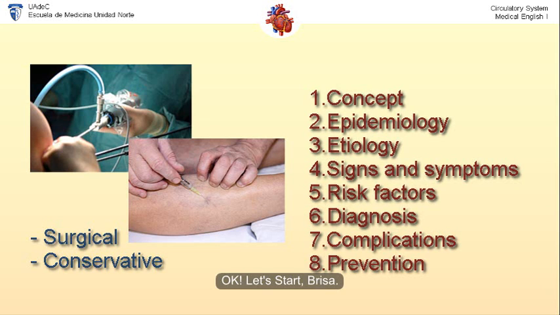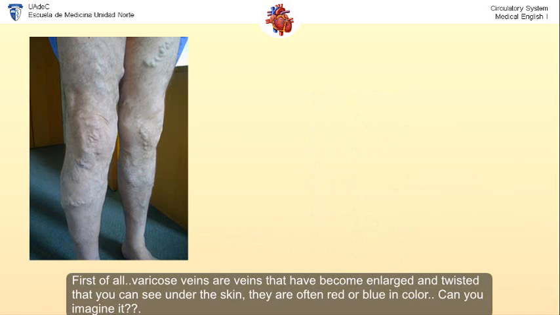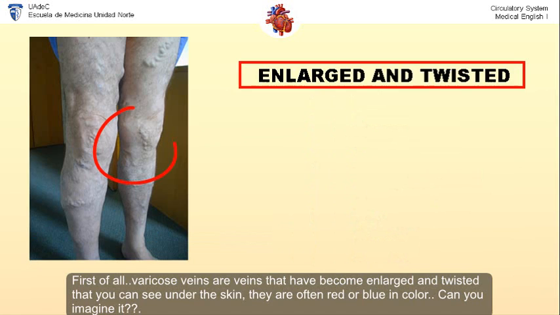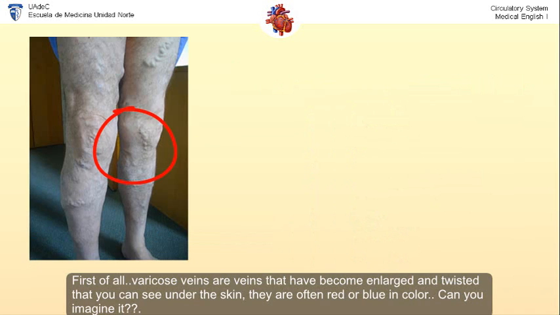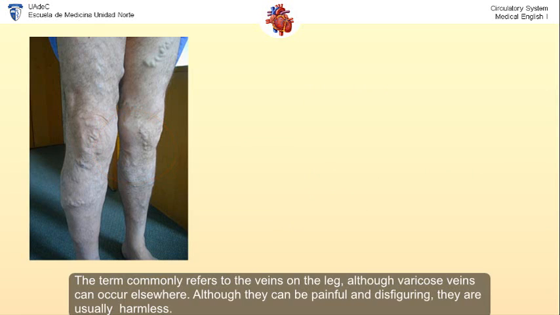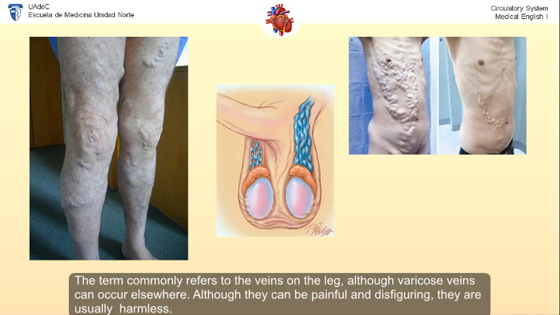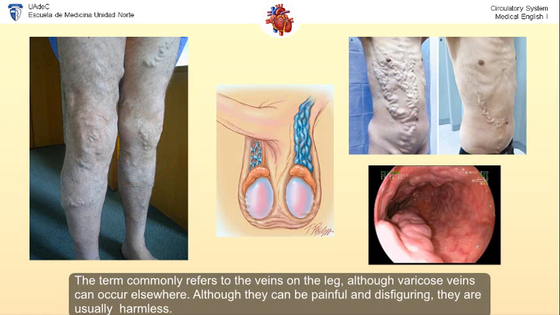Okay, let's start, Brisa. First of all, varicose veins are veins that have become enlarged and twisted that you can see under the skin. They are often red or blue in color. Can you imagine it? The term commonly refers to the veins on the leg, although varicose veins can occur elsewhere. Although they can be painful and disfiguring, they are usually harmless.